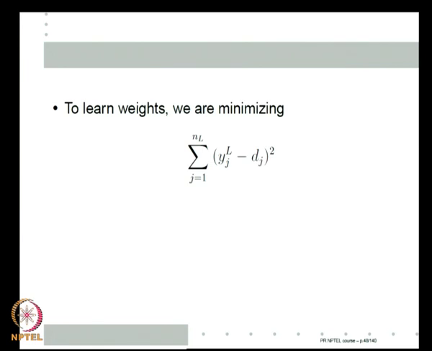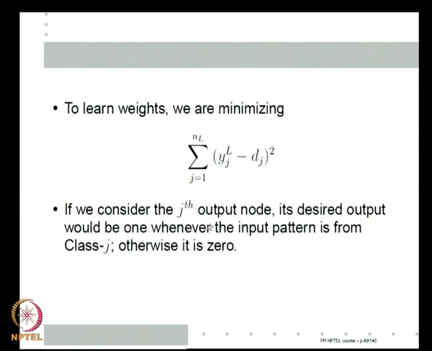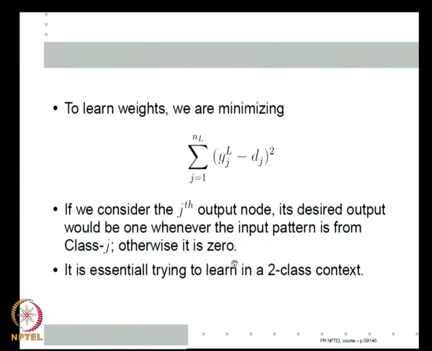Essentially, what are we doing? To learn the weights, we are minimizing this. This is the jth component of the output of the network. This is the jth component of the desired output dj. We take the square sum over j. This is what I am minimizing. So, for a particular vector, let us say in some class, all other components except this component will be 0. So, if we consider the jth output node, its desired output would be 1 whenever the input pattern is from class j, otherwise it is 0. So, this is the reason.